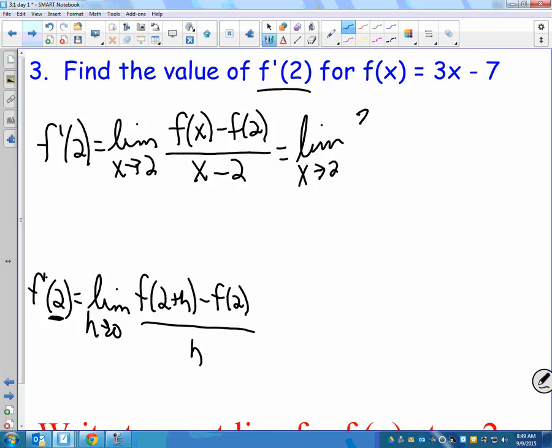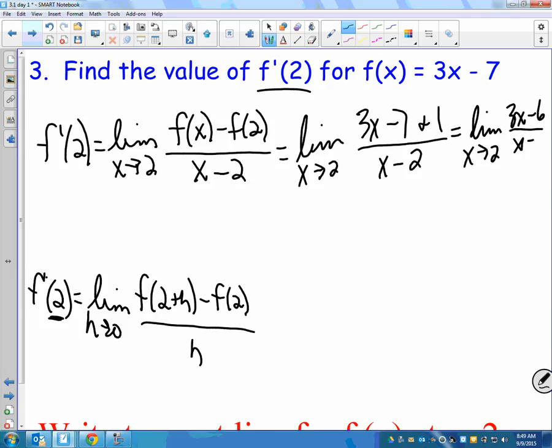So what would this be? 3x minus 7, 3 times 2 is 6 minus 7 is negative 1, but minus is plus 1, over x minus 2. This is why we spent a whole chapter on limits, because now you have to be able to take the limit of this, right? So you get 3x minus 6 over x minus 2.